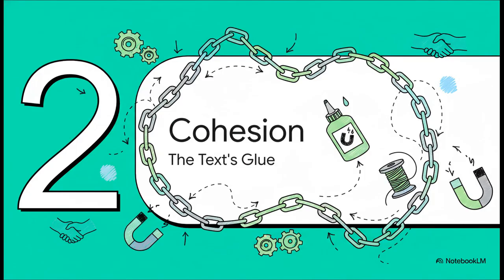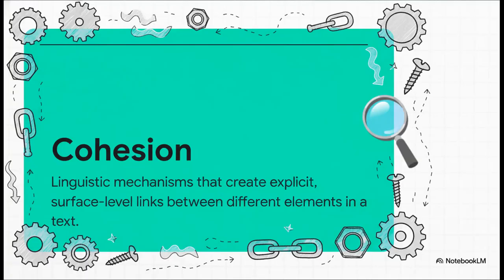Okay, so we've got our foundation set with discourse. Now, let's dig into our first core concept, cohesion, or, as I like to call it, the text's glue. This is all about how texts are literally held together. Think of cohesion like the nuts and bolts, the actual visible glue that holds a text together. It's the concrete stuff, the grammatical and word-based links that you can physically point to on the page that connect one sentence to the next.